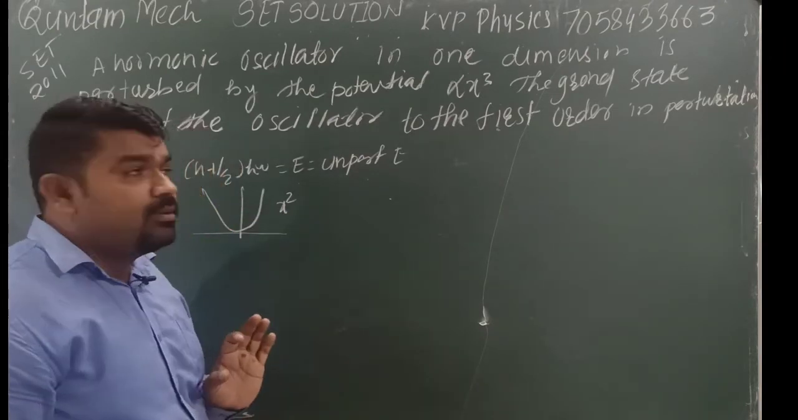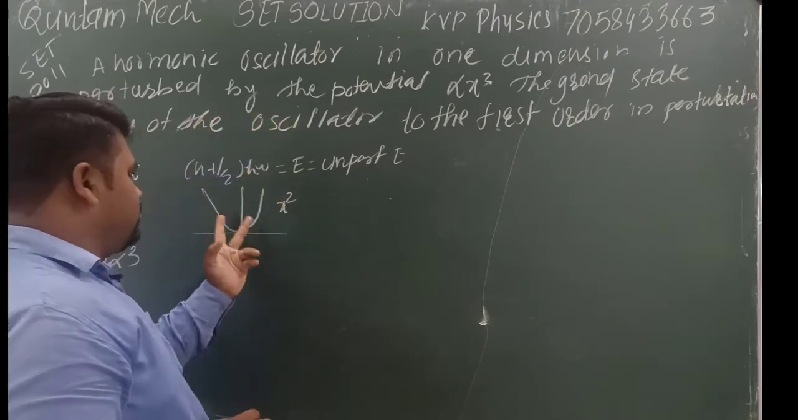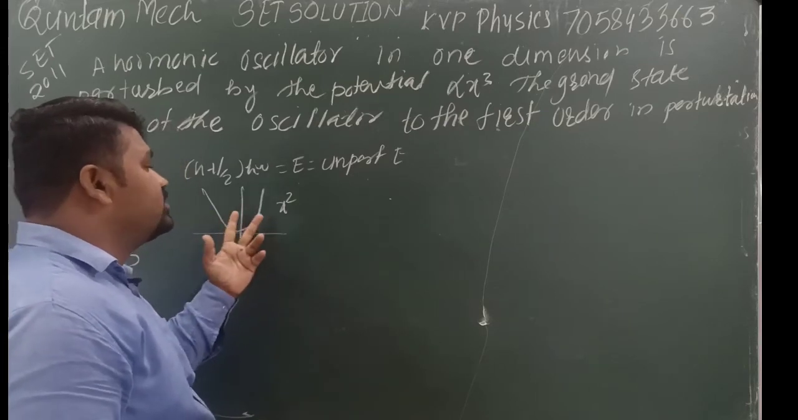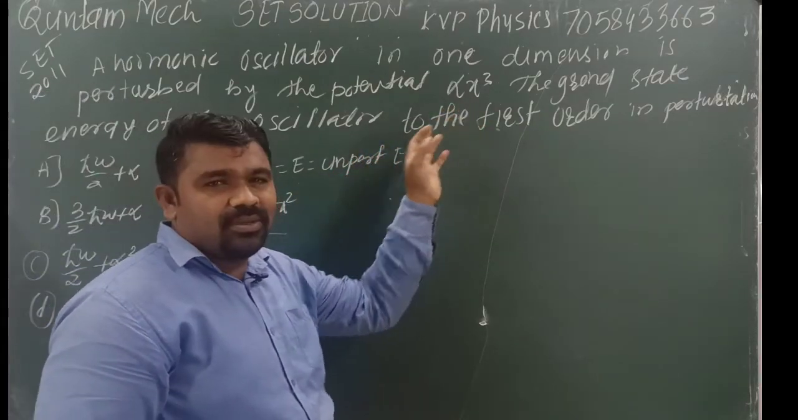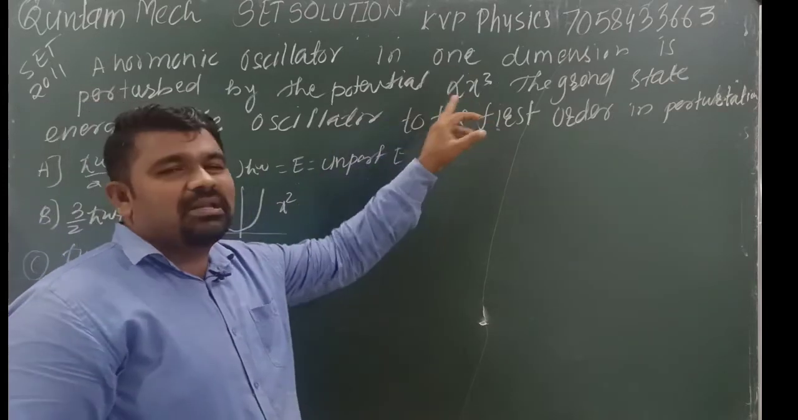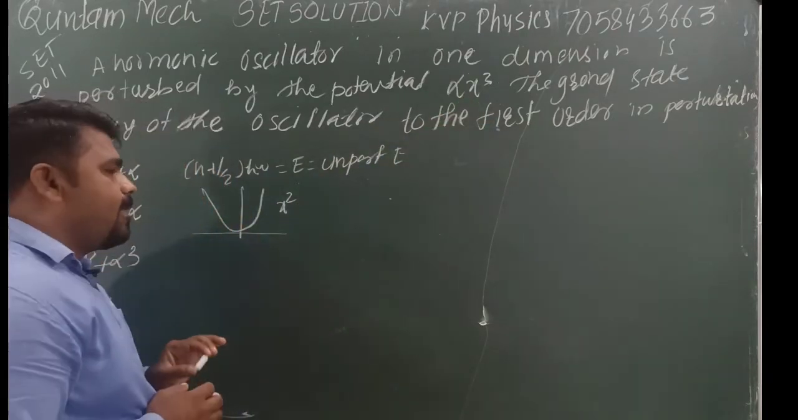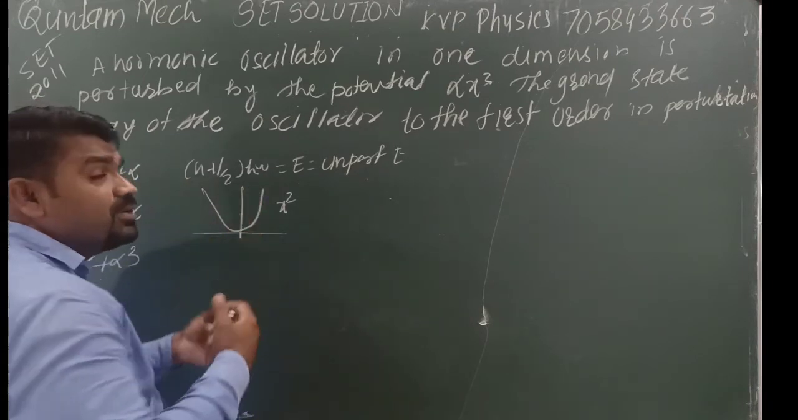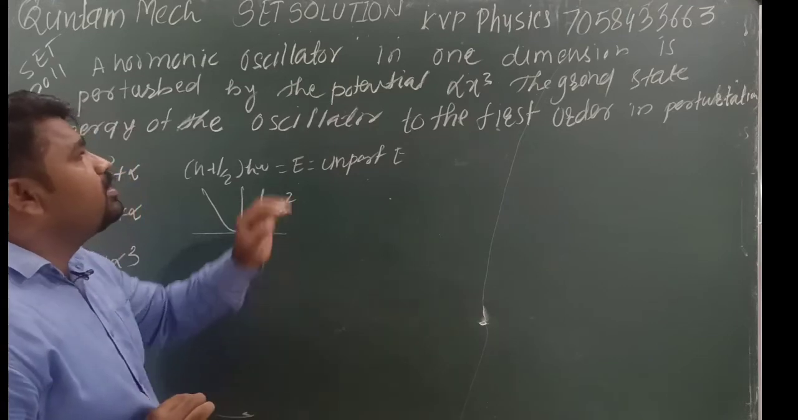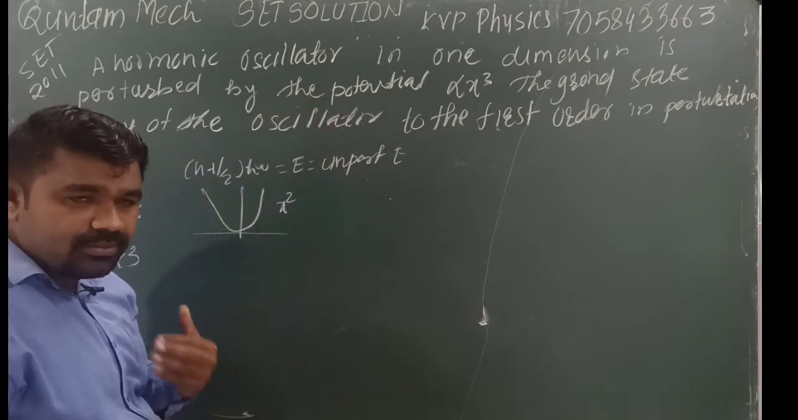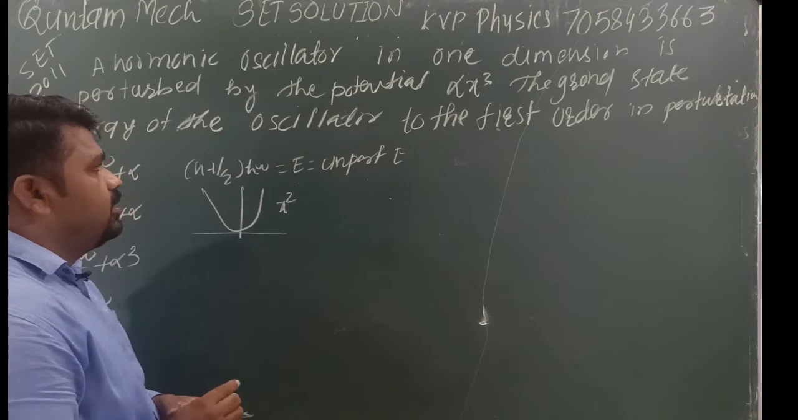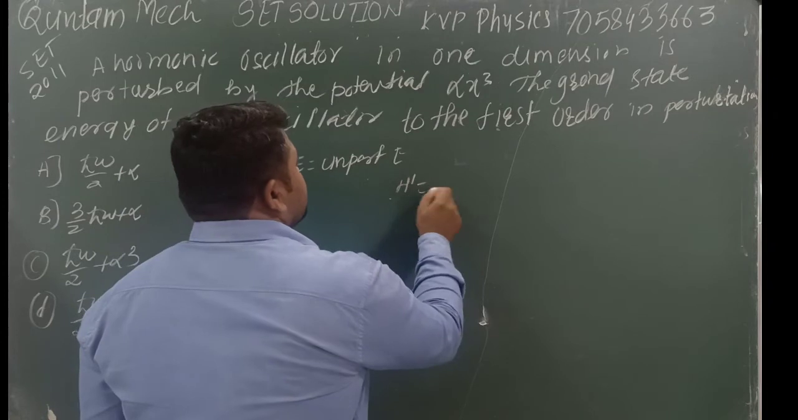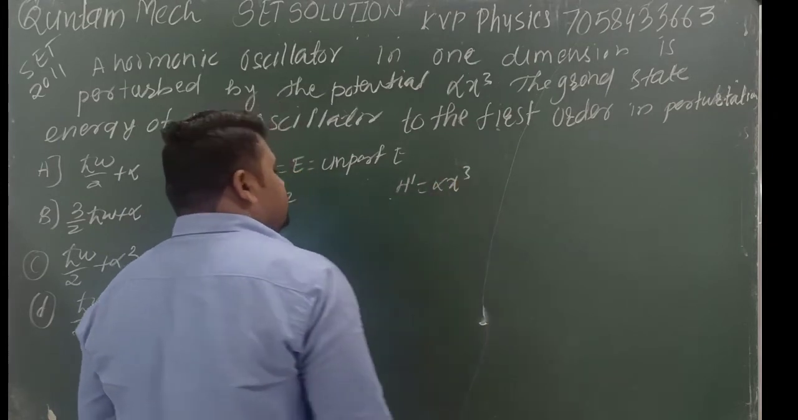The system is unperturbed. But now our potential V of x is equal to 1 by 2 k x square, which is perturbed by alpha x cube. This means the small change, the perturbation, is x cube. Got it? Now see here, when the system is disturbed, it does not behave like the original system because of this extra potential. What is the perturbation? Here H prime is equal to alpha x cube.